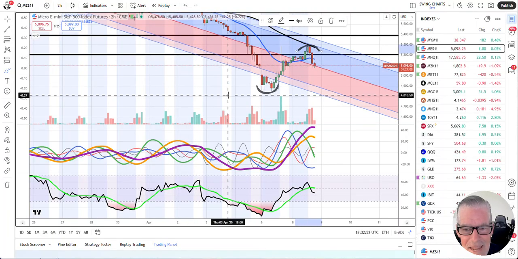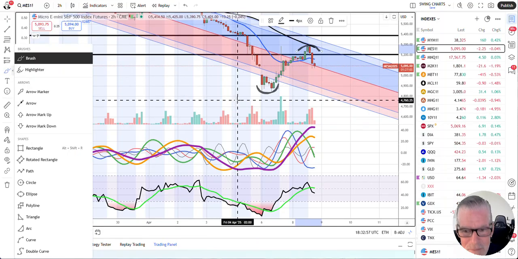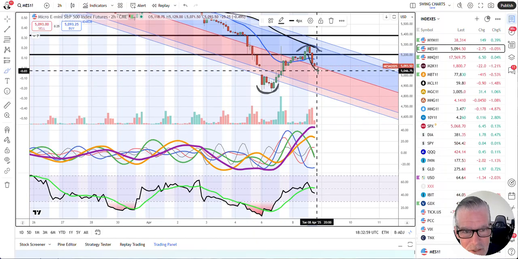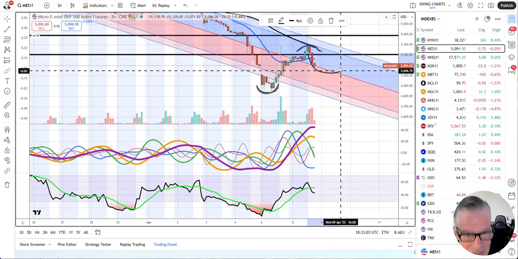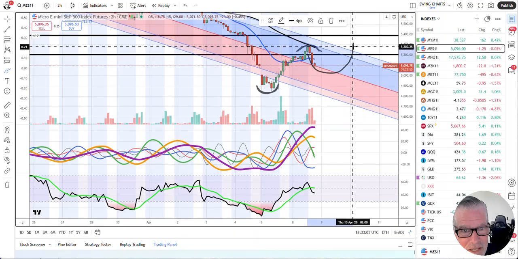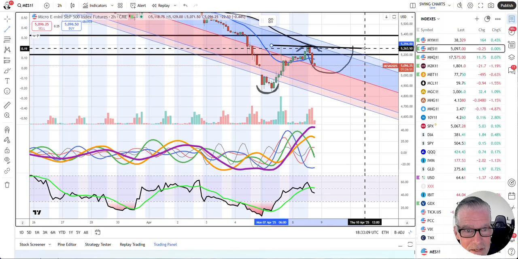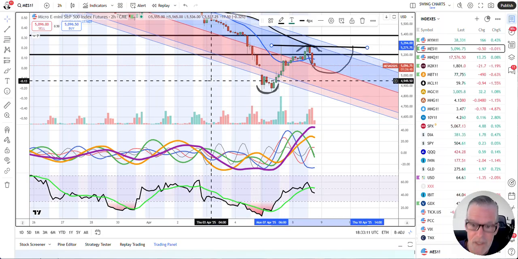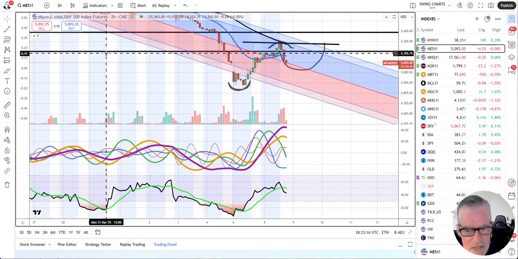Followed by a higher low. Now, the higher that higher low, the better. So we don't want this to go too far down. And then we're not out of the woods just yet. Then we need to see that pivot high from this morning get taken out.